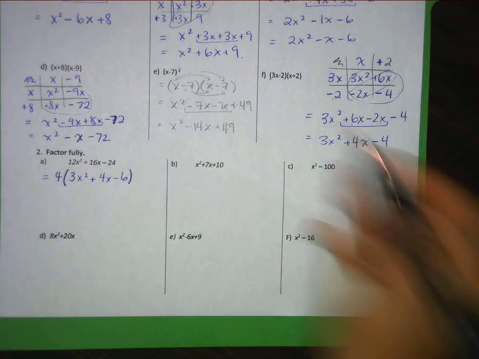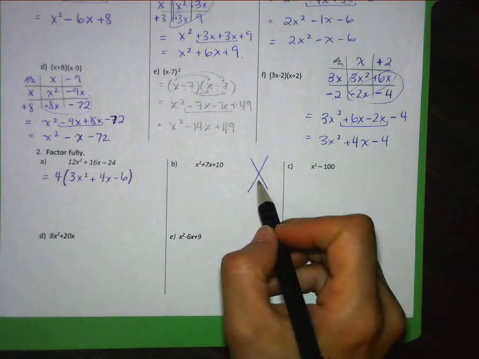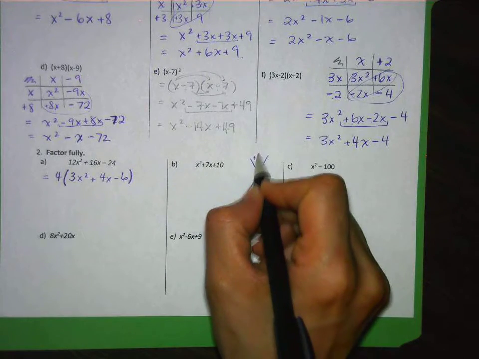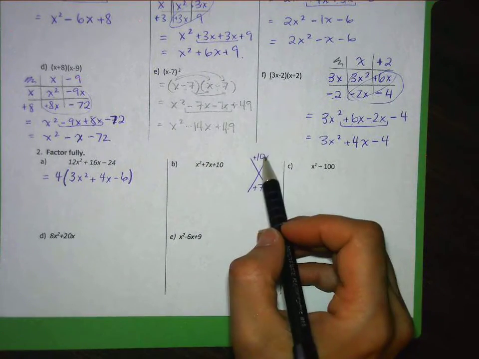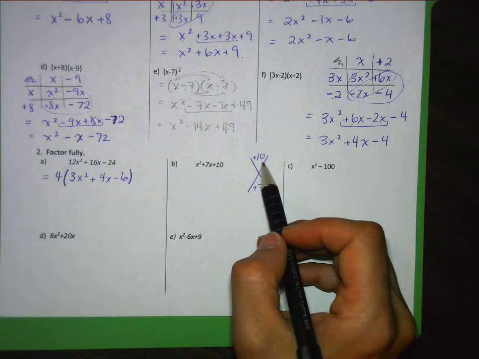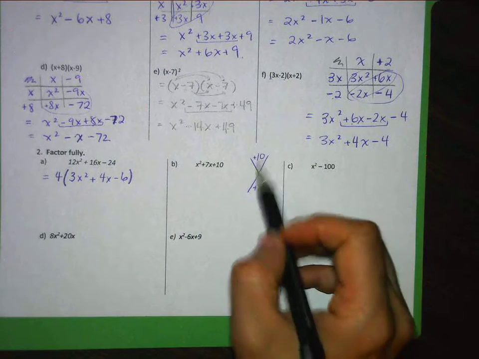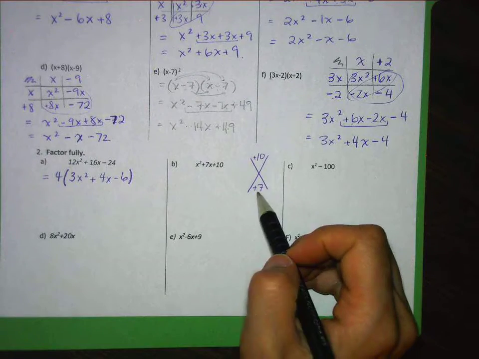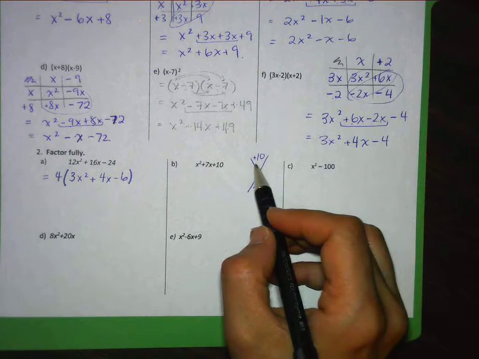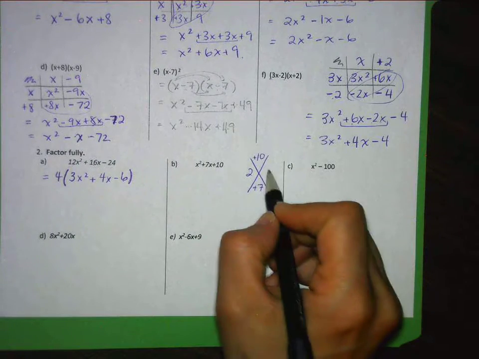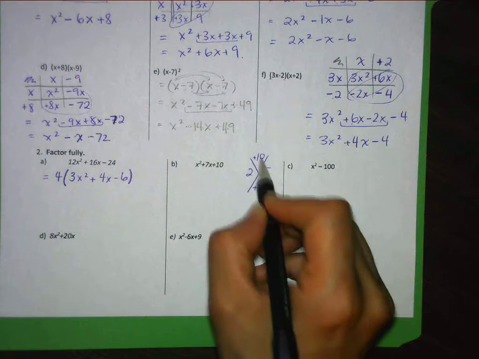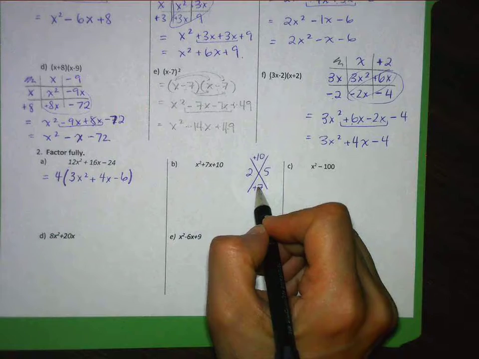Take a look at this one. This has a 1 in front, so I'm going to use my cross thing. What multiplies to positive 10 that adds to negative 7? So 1 times 9. Sorry, that doesn't work, right? 1 times 10, that doesn't add to 7. 2 times 5. 2 times 5 equals 10. 2 plus 5 equals 7.